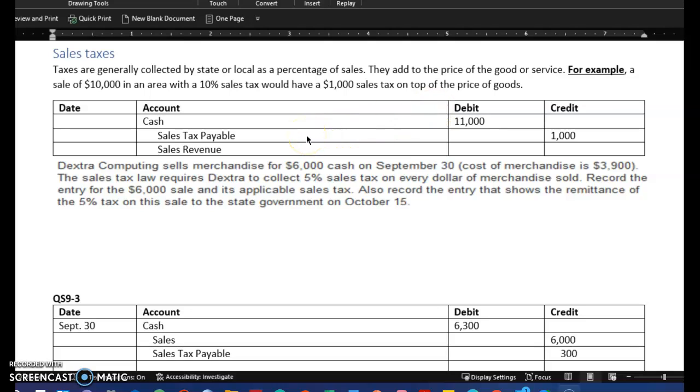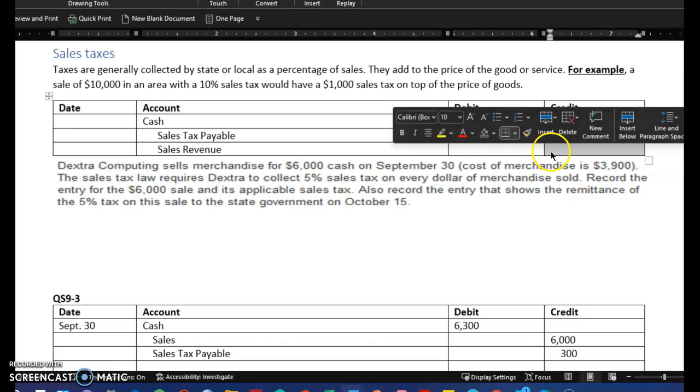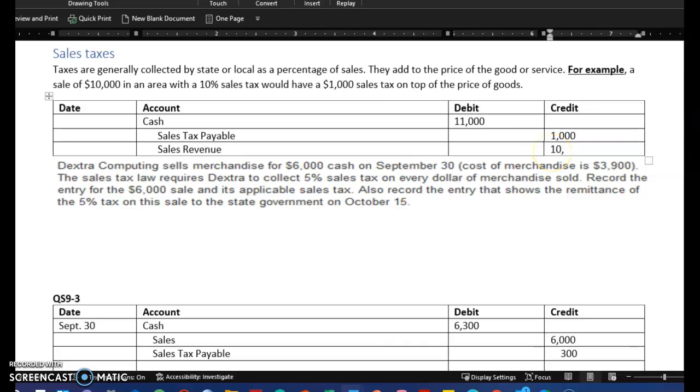So the entry is simply recorded as this. We debit cash for $11,000. Let's say they paid cash for this. And we debit sales tax payable $1,000, just like we said here in the problem. And then also sales revenue is $10,000. I need to add that to the solutions. So that's it for this example.